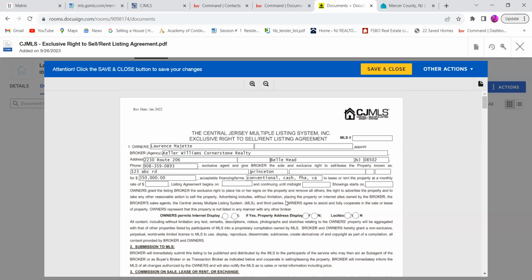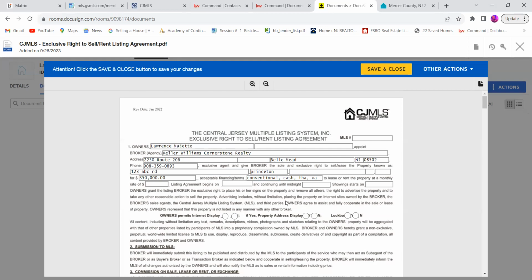Very true. The reason why I always put conventional, cash, FHA, and VA is so that I don't discriminate against those buyers, but I can also get those buyers into my open houses and I can help them as well. So I always put all four, because it also depends on what your seller wants to do.